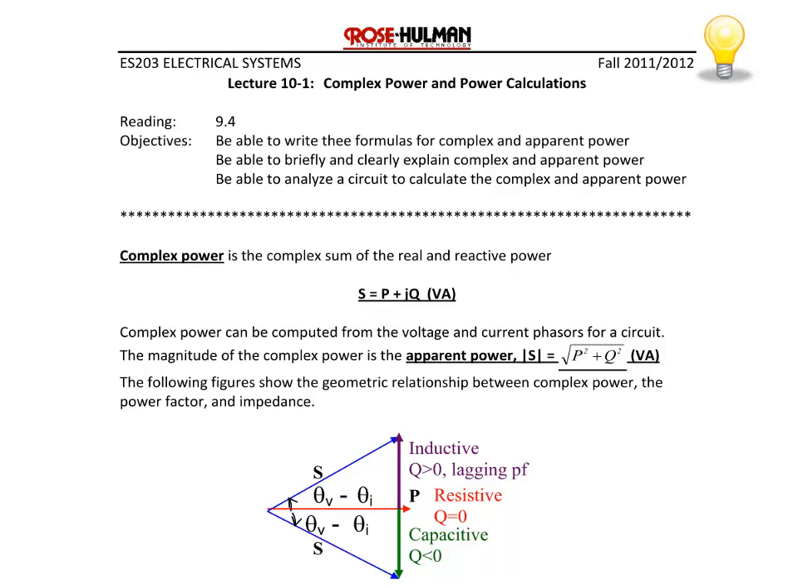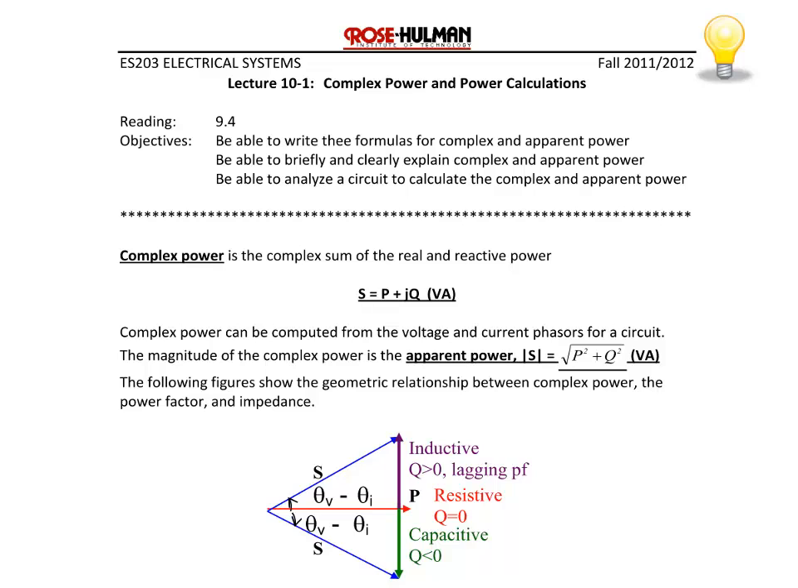At the conclusion of today's lecture, a student should be able to write the formulas for complex and apparent power, be able to briefly and clearly explain complex and apparent power, and be able to analyze a circuit to calculate the complex and apparent power, and be able to use a power triangle.